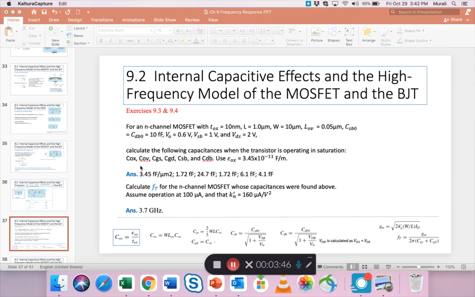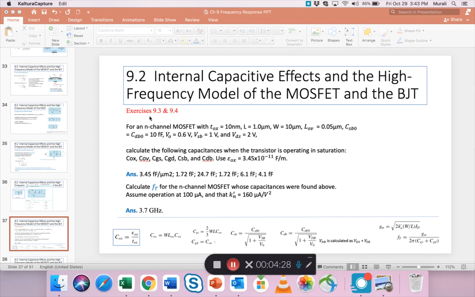The rest of them, we just studied about these. COV is the overlap capacitance, and then we have CGS, CGD, CSB, CDB. CGS has this formula in saturation. CGD is nothing but COV. And the one thing to remember is this voltage VDB is calculated as VDS plus VSB. VDS plus VSB, both are given. Why they can't directly give us VDB, I don't know, but that's how the problem is.